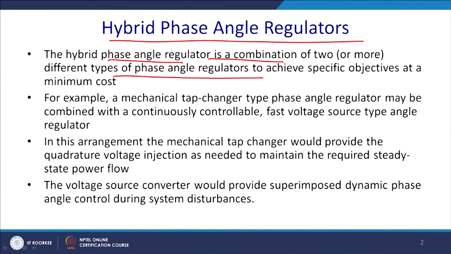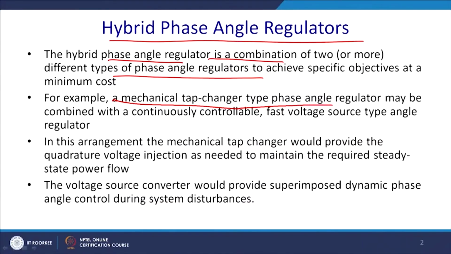A hybrid phase angle regulator is a combination where one part injects in phase, another injects in quadrature or at any other angle. Two or more different types of phase angle regulator are combined to achieve the specific objective at minimum cost. For example, a mechanical tap changer type phase angle regulator may be combined with a continuously controllable voltage source type angle change regulator.